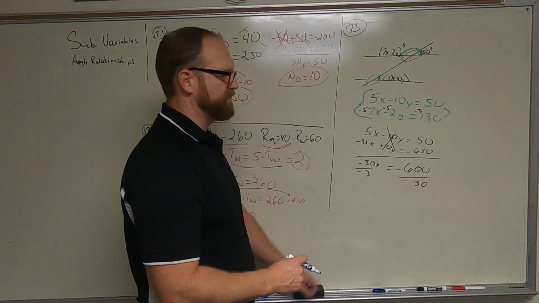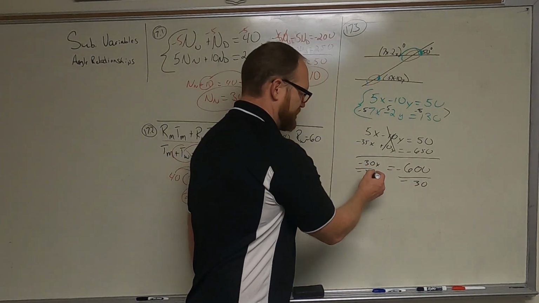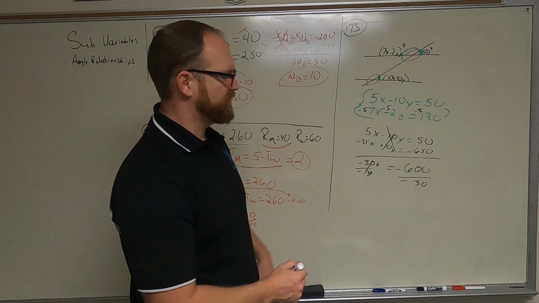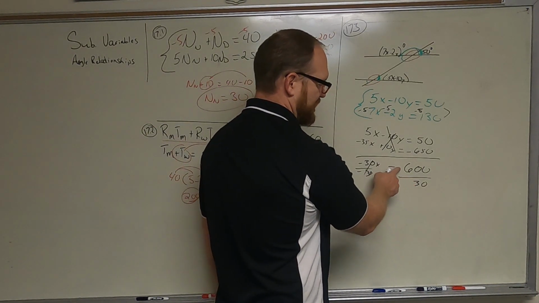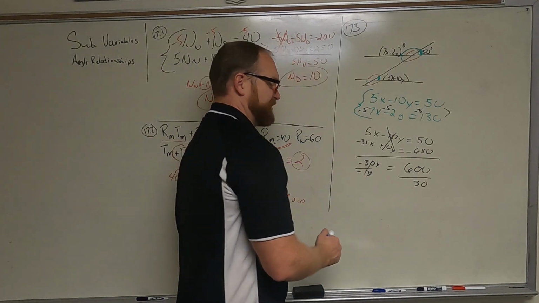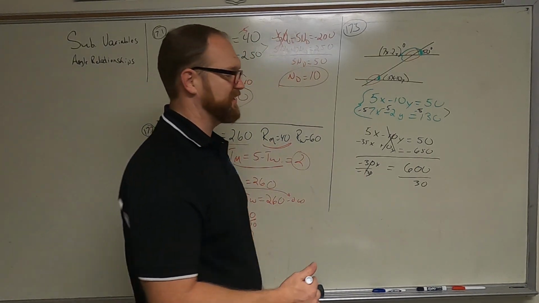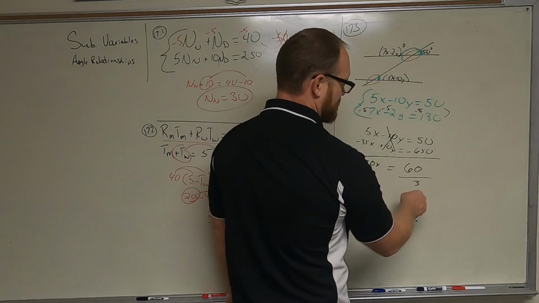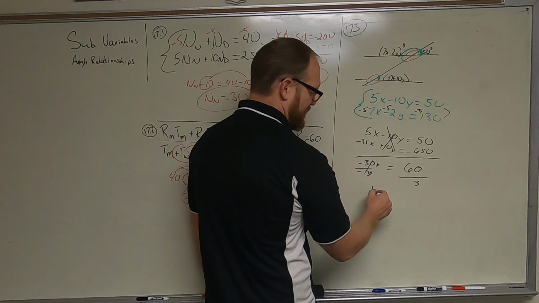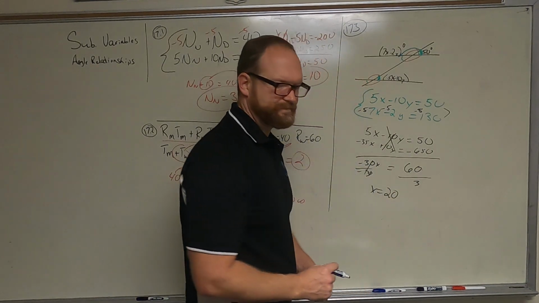If you get nervous with dividing big stuff like that, just remember, a negative divided by a negative cancels those negatives. And if you say 600 divided by 30, it should make sense, but if it doesn't, just take away one of the zeros for each of them, and you have 60 divided by 3. X is going to be 20.